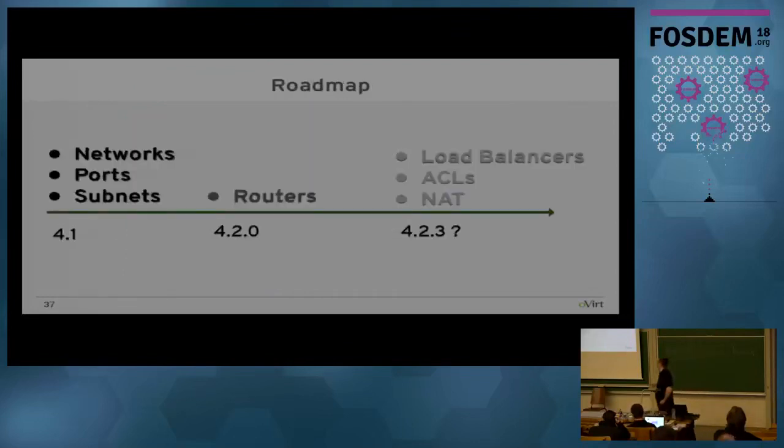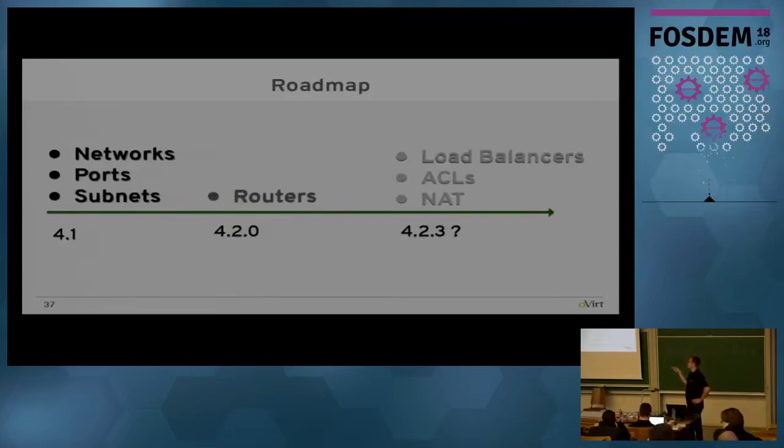Our roadmap at the beginning for oVirt, we just needed networks, ports, and subnets. That was it. We don't need to control anything else in oVirt. But when ManageIQ started using the provider, it turned out that they need much more than just the two basic entities. They need routers, load balancers, and access control lists, NAT. Probably there will be more. So far, that's all they want.